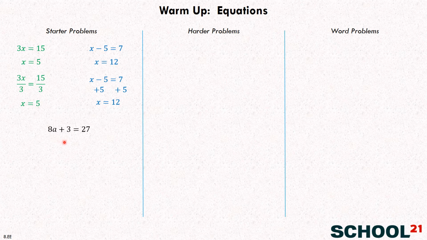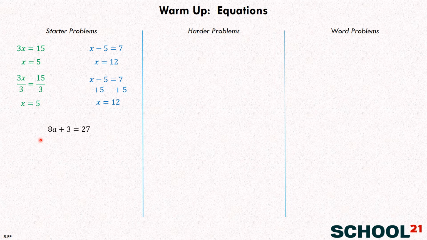So what's the 3 doing to the A? Is it adding to it, subtracting, multiplying, dividing? It's adding. So what's the opposite of adding? Subtracting. So we're going to minus 3 from both sides. Now before we do that, what is that other thing that's bugging us? What's the 8 doing to the A? It's multiplying. So to get rid of that one, you're going to do what? Divide, the opposite of multiplication.